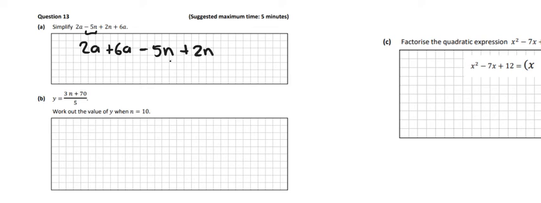Now the first part of it, 2a plus 6a, that's 8a. The second part though, that's a minus 5n plus 2n. So minus 5n plus 2n. So do minus 5 plus 2 on a calculator if you're not sure with negative numbers. But you should get minus 3n. So 8a minus 3n.